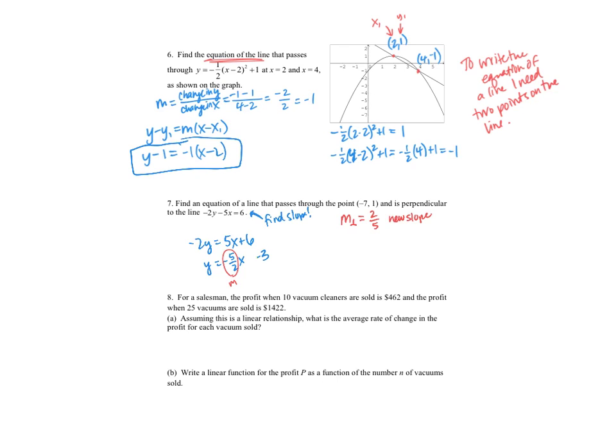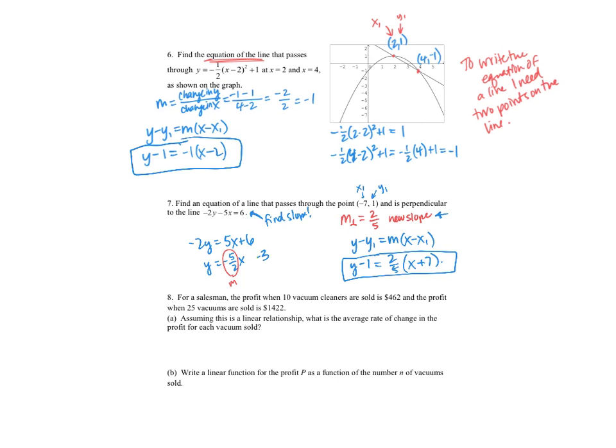And again, I can use the point slope form. So y minus y1 equals m times x minus x1. I can let this be my x1 and this be my y1, and I'm going to use this new slope that's perpendicular. So I'll have y minus 1 is equal to 2/5 times x minus negative 7, so x plus 7. And again, there's that equation of the line. You could rearrange that if you wanted to write it in slope-intercept form.